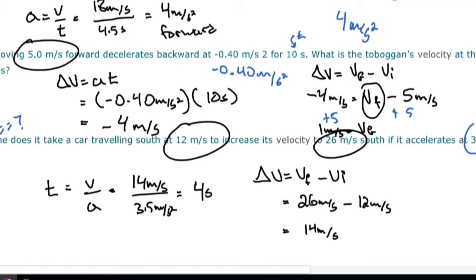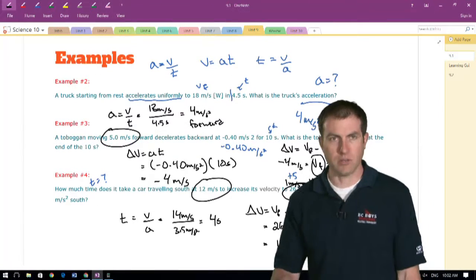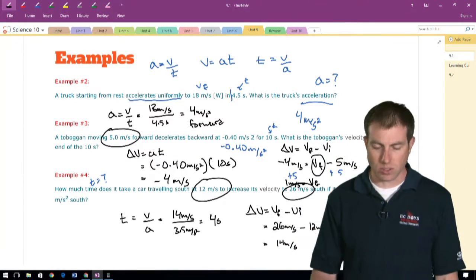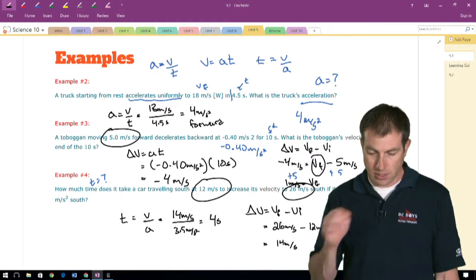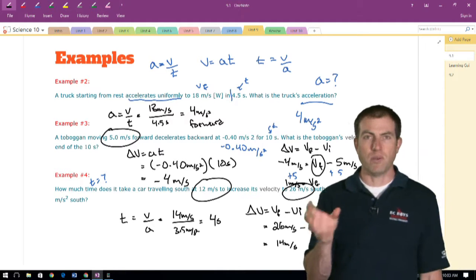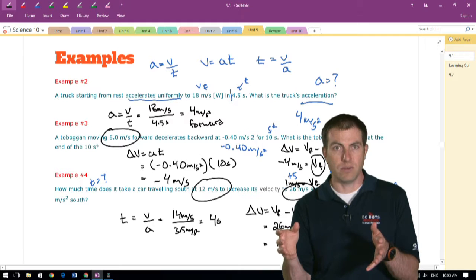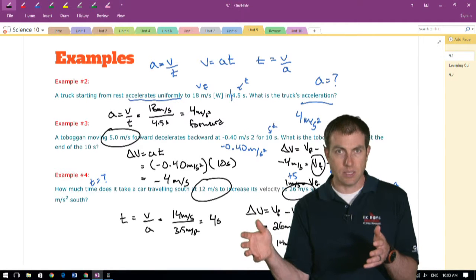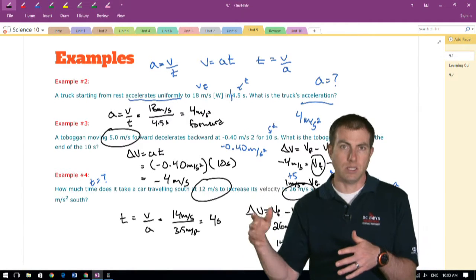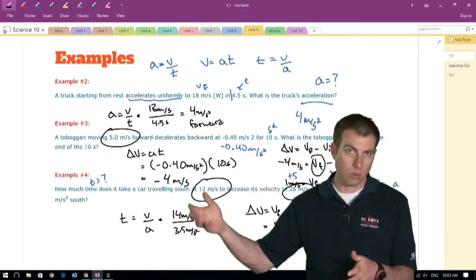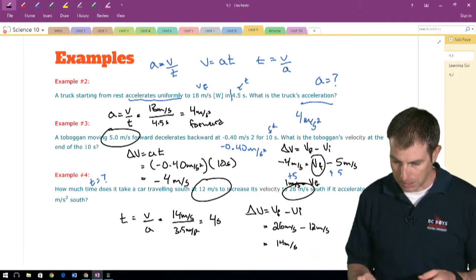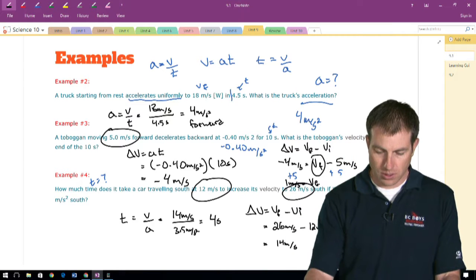And the beauty of a question involving time is that we don't have to include a direction because it's not a vector. It's just, how long did it take? Well, it took 4 seconds. Does that make sense? To go from 12 to 26, you change your velocity by 3.5 each second. So I go from 12 to 15.5, from 15.5 to 19, and the next second from 19 I change by another 3.5, another 3.5, and I get to 26. Makes sense. I think.